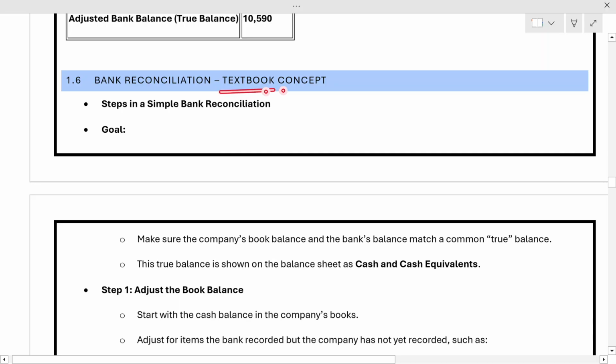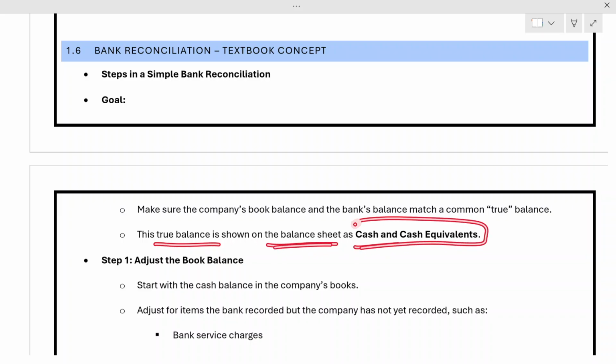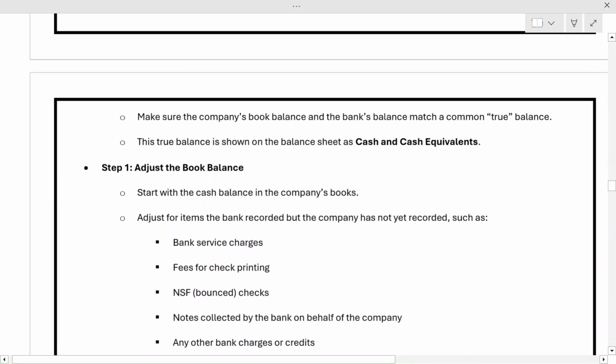What the textbook says is that in a simple bank reconciliation, our goal is to make sure that the company's book balance and the bank's balance match to a common true balance, because that is the true balance which we will be showing in our books of accounts. The true balance is shown on the balance sheet as cash and cash equivalents, because that is the effective cash you have in your bank account.